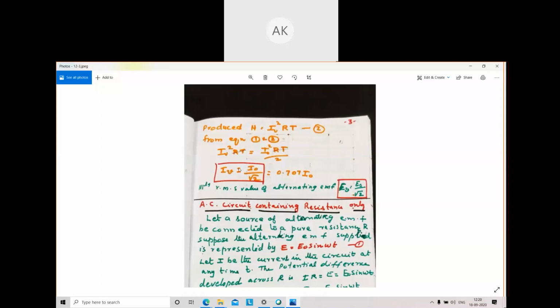That is the relation connecting IV equal to I0 by root 2. Similarly, EV equal to E0 by root 2. What is E0? It is the maximum value of EMF. What is I0? Maximum value of current. So IV is always less than I0. That means I0 is the peak value. I0 by root 2 is IV. So IV is always less than the peak value.